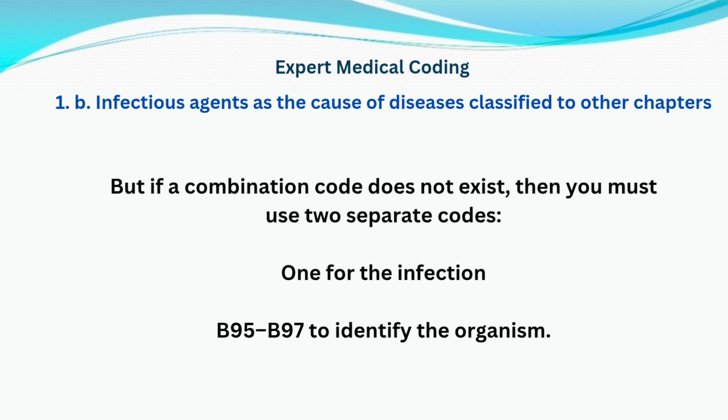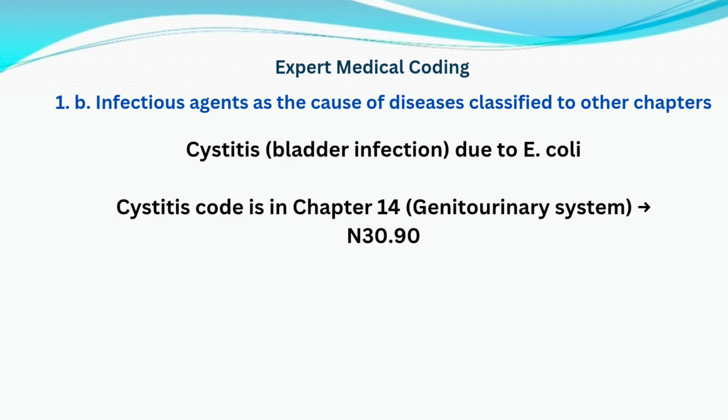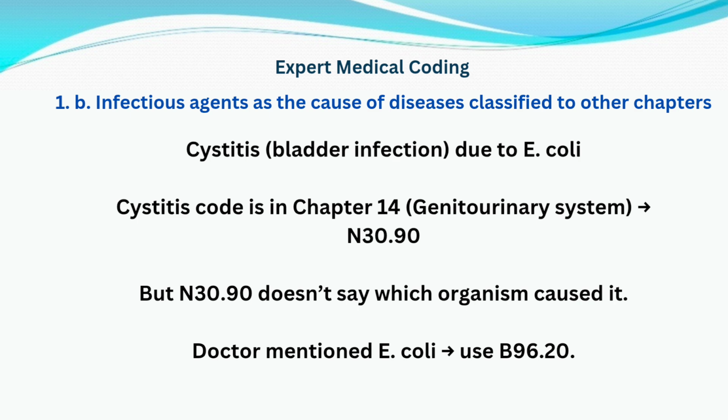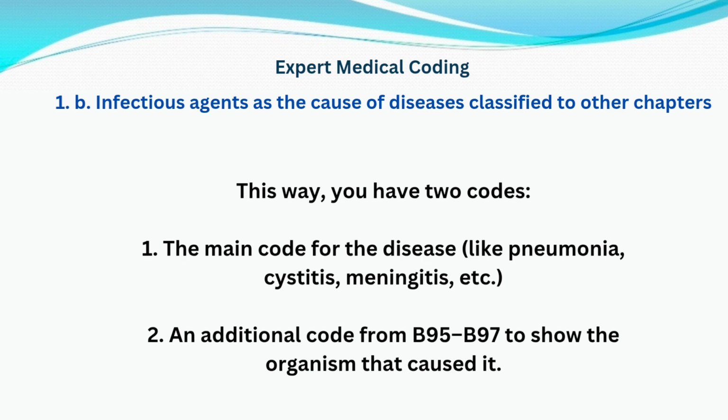Let us see an example now. Cystitis due to E. coli. The cystitis code is in Chapter 14, Genitourinary System, and the code is N30.90. But N30.90 doesn't say which organism caused it. The doctor mentioned E. coli, so we have to use that code separately, and the code is B96.20. So the final codes will be two codes: one for the infection, that is N30.90, and another one for the organism, that is B96.20. This way you have two codes: the main code for the disease like pneumonia, cystitis, meningitis, etc., and an additional code from category B95 to B97 to show the organism that caused it.